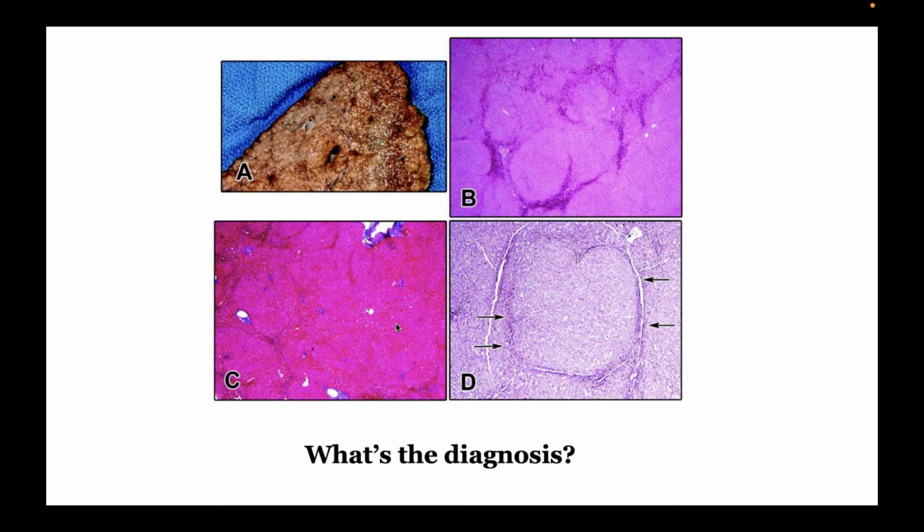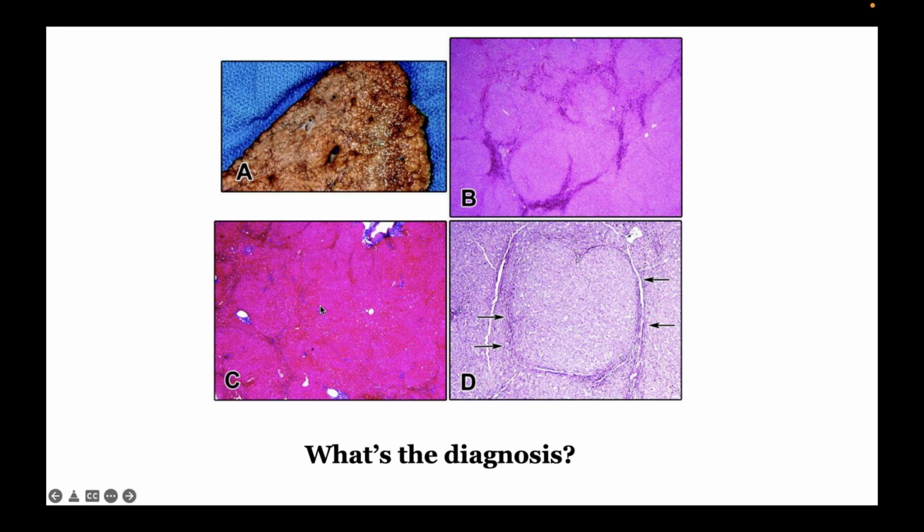So this patient ends up getting a liver biopsy. A is just a demonstration of what it would look like if you looked at the liver. Her liver grossly looks nodular, or micronodular really. These are nodules that are 1 millimeter. And on B, you can see these kind of organized nodules in the liver with areas of what looks like maybe necrosis.